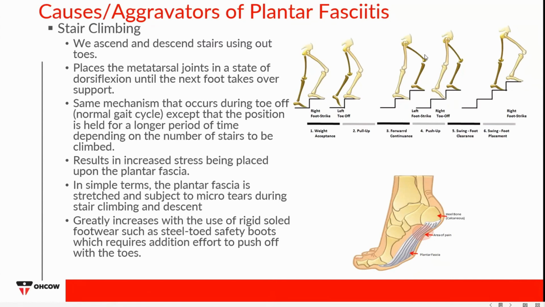This greatly increases, again, with the use of rigid sole footwear, such as steel-toe boots, which require additional effort to push off with the toes. Now, also, when I say rigid sole footwear, I'm not just referring to work boots. I am referring to high heel shoes, for example. They're all very rigid. You don't see nice padded high heel shoes.